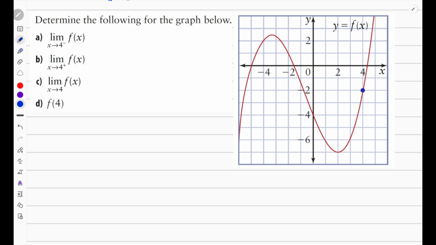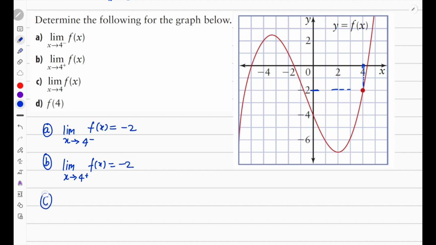If we look at the graph, you can easily see that when x is 4, the value is minus 2. So the a part, we can say, when x approaches 4 minus, the value of f of x, when we are adjacent to the 4, which is very close, the value is similar, like minus 2. The b part, when we are adjacent here, 4 positive, it is slightly more than the 4. The value is similar, as minus 2.